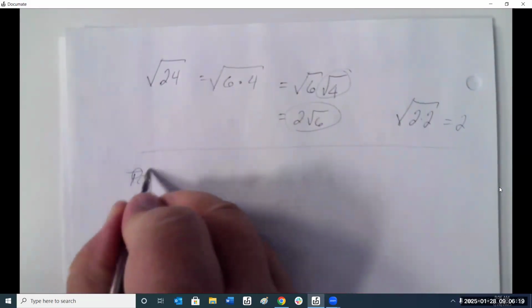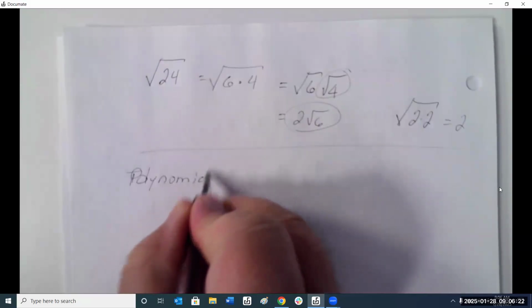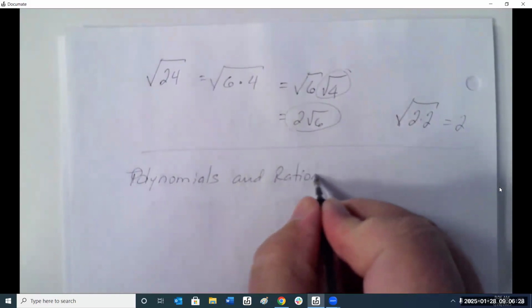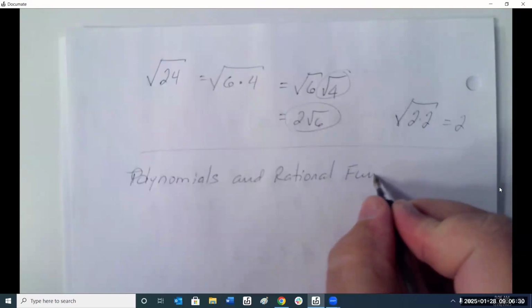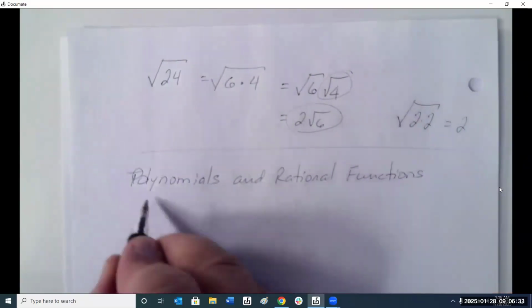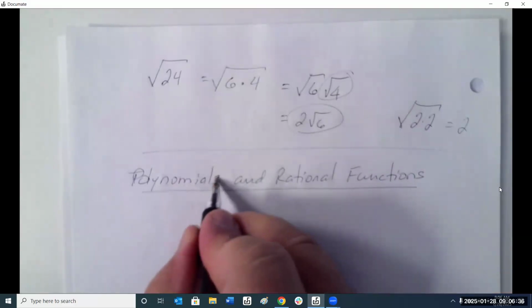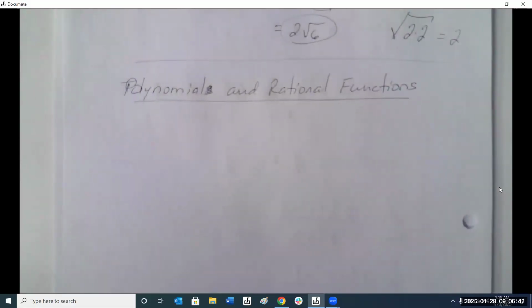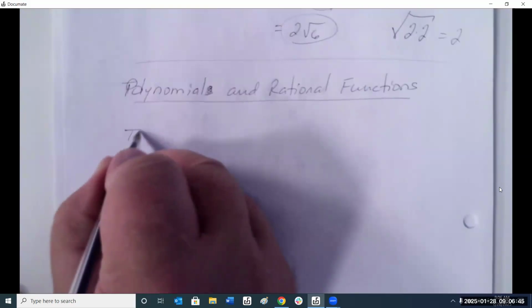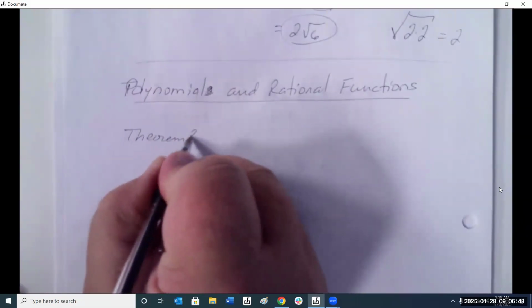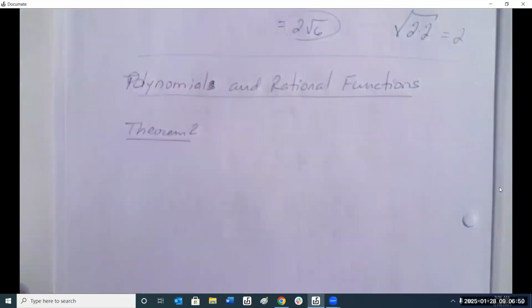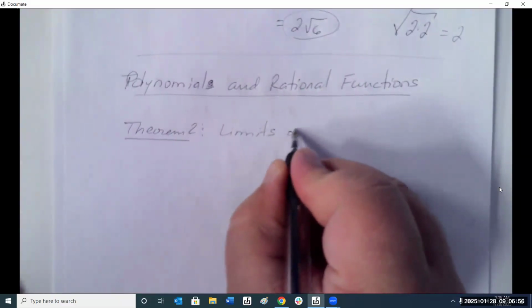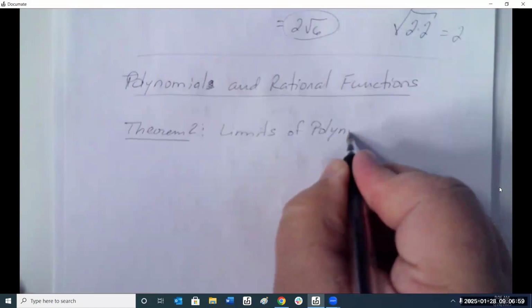Let's look at polynomials and rational functions. Polynomial and rational functions. Theorem 2. Limits of polynomials.